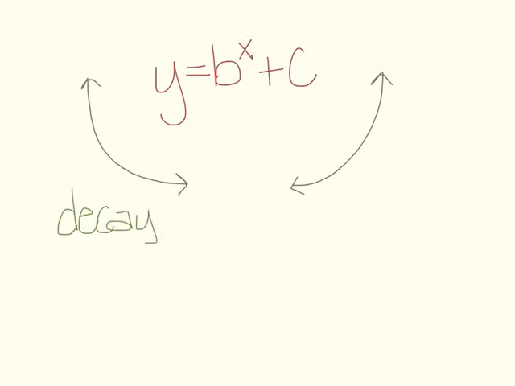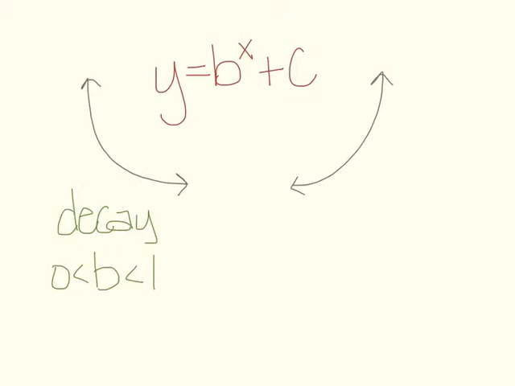And it means that our b value in our y equals b to the x plus c is greater than 0 but less than 1. So basically we have a fraction between 0 and 1, something like 1/3 or 3/5, right? Something between 0 and 1.